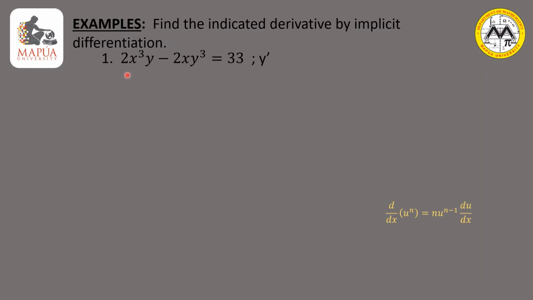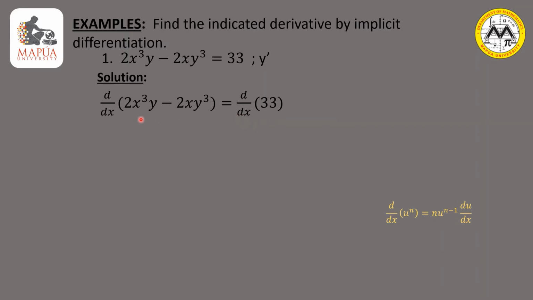Differentiate 2x cubed y minus 2xy cubed is equal to 33, determining y prime. So for our solution, using implicit differentiation, this would require that we differentiate both sides of the equation with respect to x. Thus, we have the derivative with respect to x of 2x cubed y minus 2xy cubed equal now to the derivative with respect to x of 33.